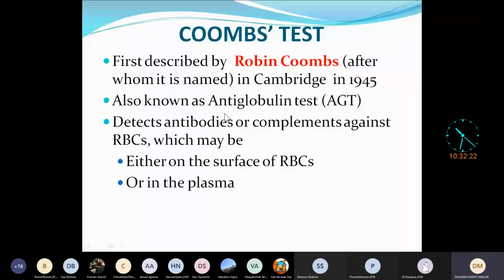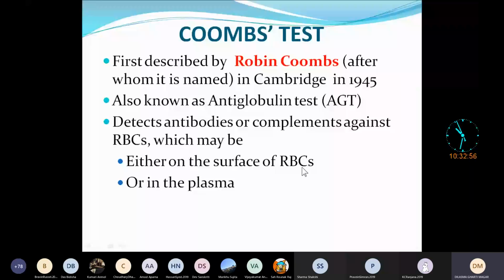Antiglobulin test, AGT, means here we will use the antiglobulin. In the Coombs test, it will detect the antibodies or the complements against the RBCs. Whatever antibodies are formed or the complements are there, they will go and attach with the RBCs, isn't it? So we can detect it with the help of the Coombs test. Understood here? Either on the surface of the RBC we can see this complement, or in the plasma.